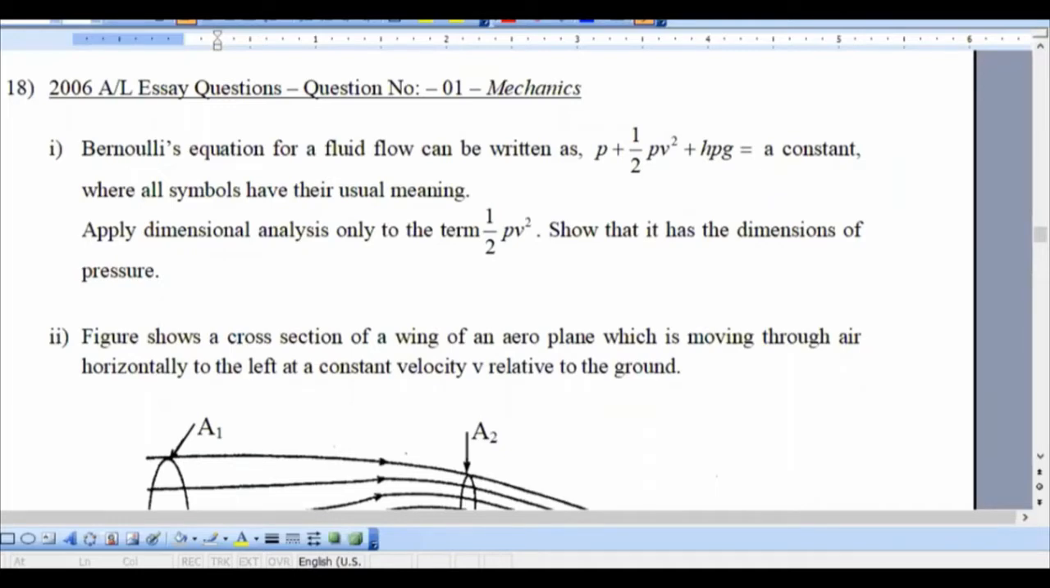Bernoulli's equation for a fluid flow can be written as P plus half rho V squared plus h rho g equal to a constant, where all symbols have their usual meaning. Apply dimensional analysis only to the term half rho V squared. Show that it has the dimensions of pressure.